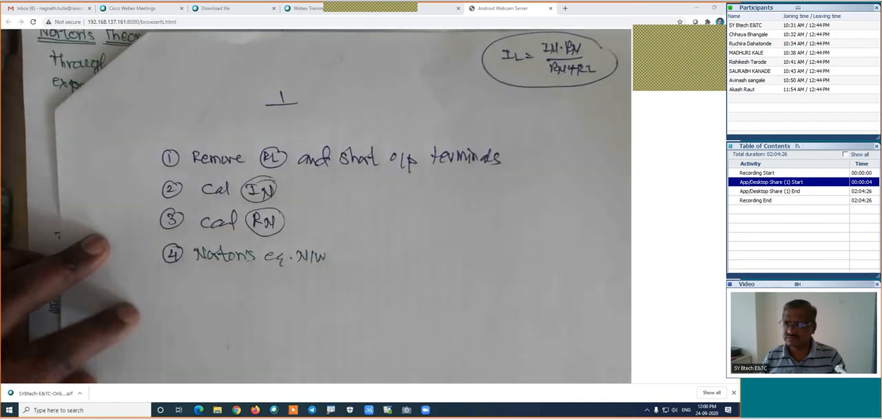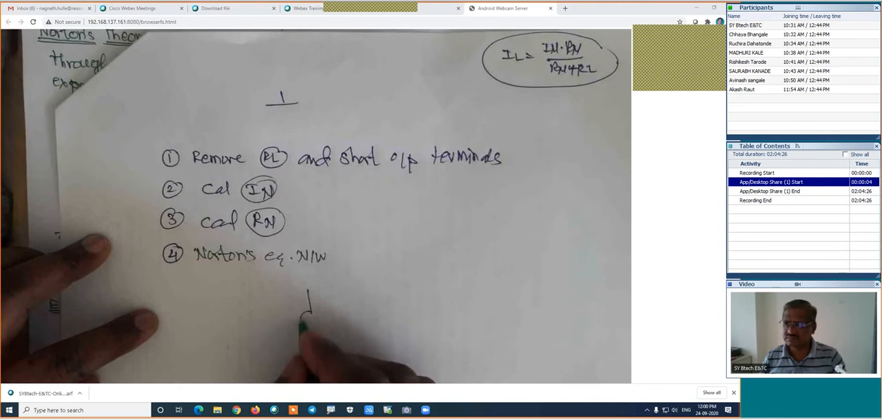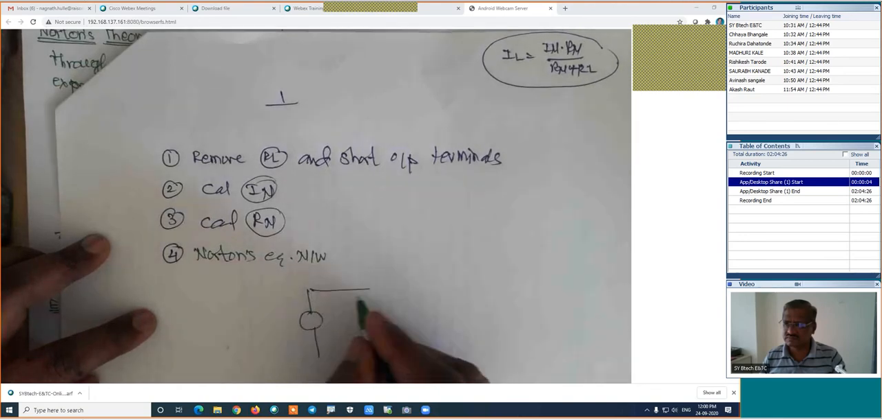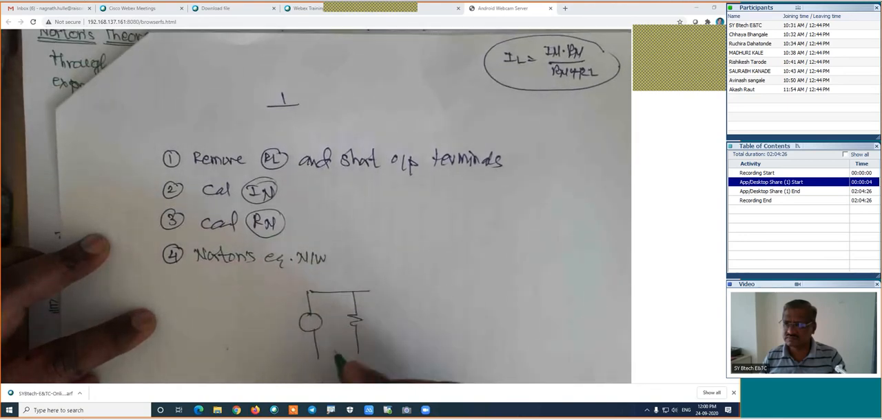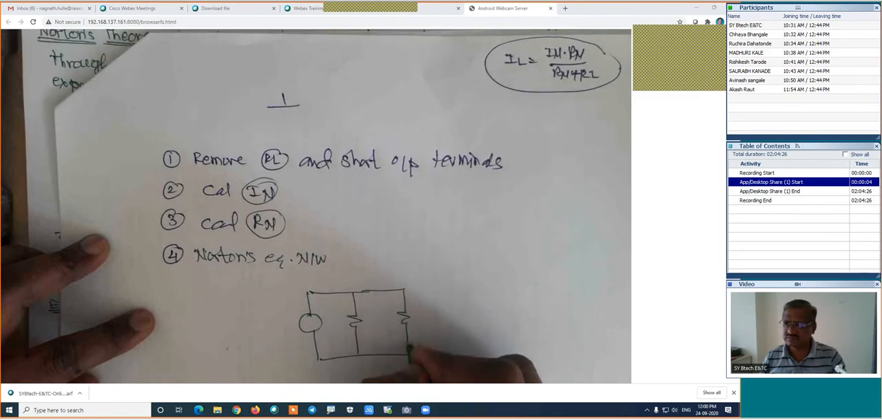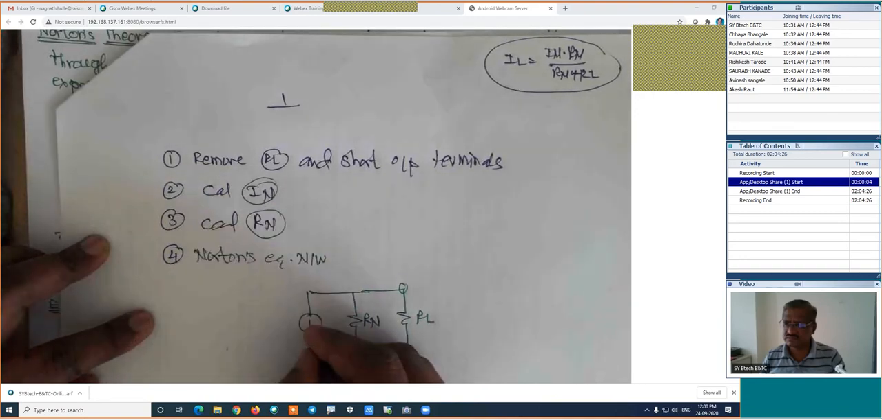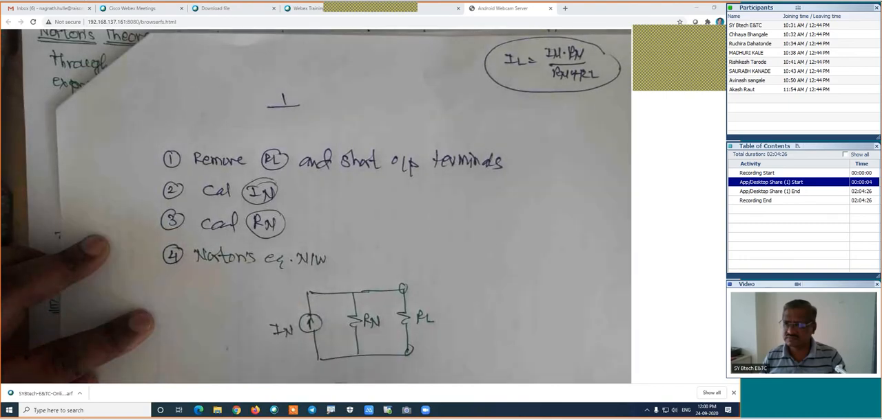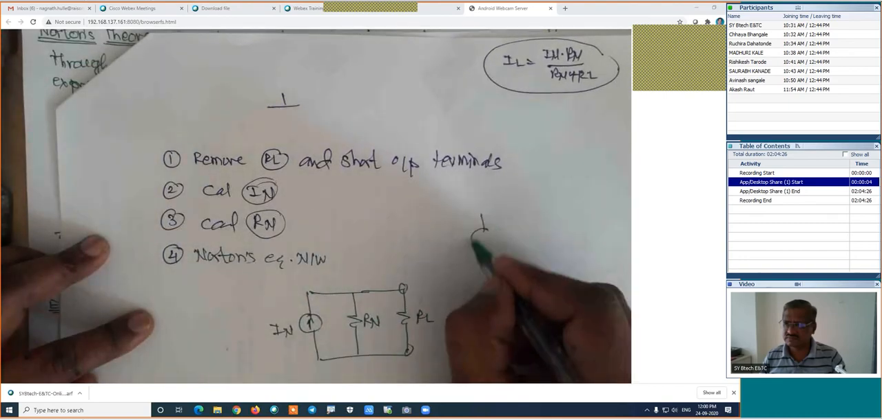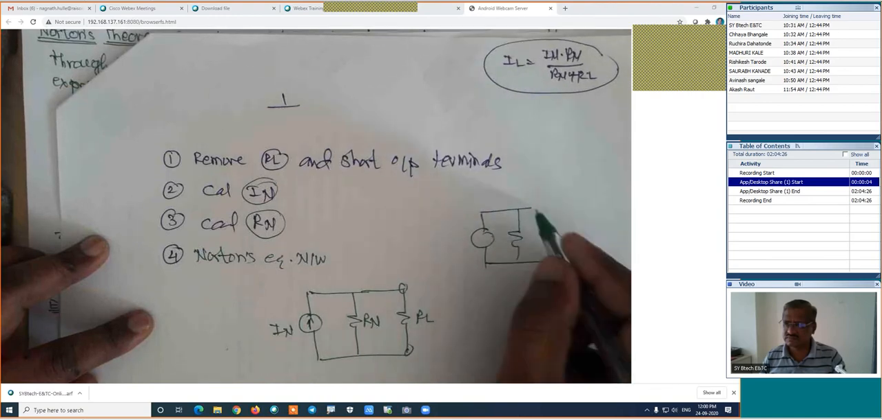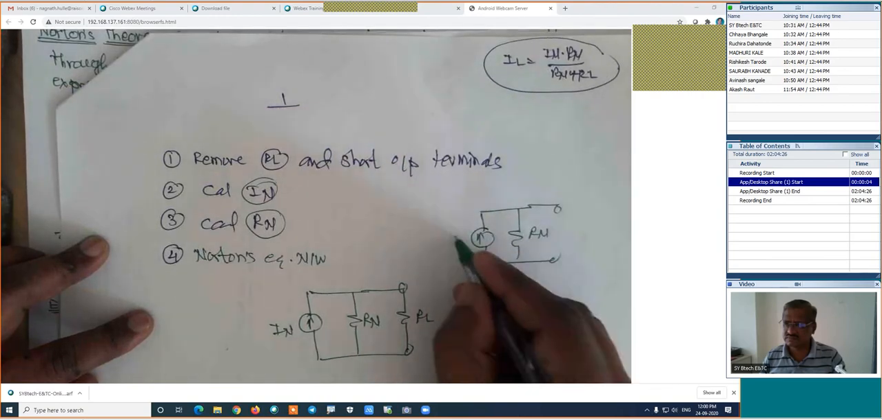And how is the Norton's equivalent network? This network is known as Norton's equivalent network. This is the load resistance which we have removed. This is Rn which we have calculated, and this is IN which we have calculated. The current source with Rn in parallel is Norton's equivalent network.